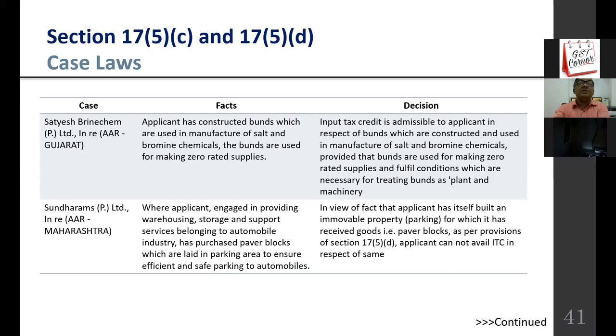In the case of Sundarams, who are providing warehouse storage and support services for the automobile industry, in this situation what happened is that they had built paver blocks from their showroom to their yard. They said that since you have built these paver blocks at your own cost, and this is part of the construction and is affixed to the earth, this is an immovable property. Therefore, even though you have created this place, the paver block, for parking of the cars, even then you will not be eligible for getting the ITC.